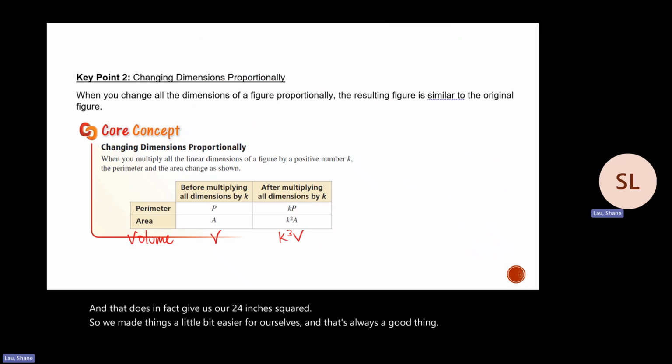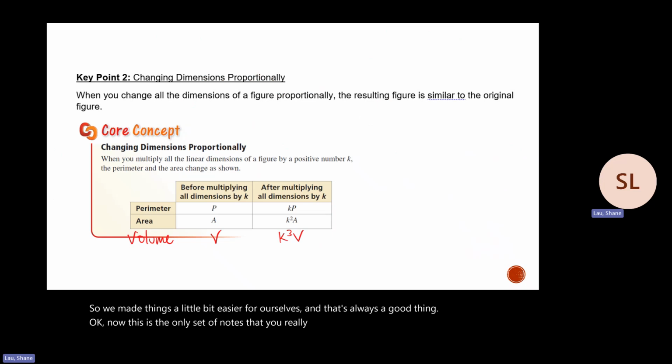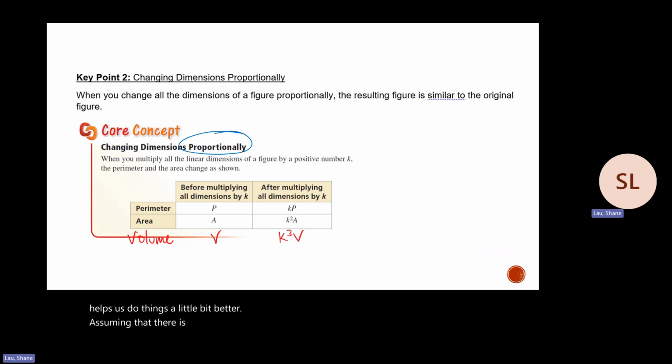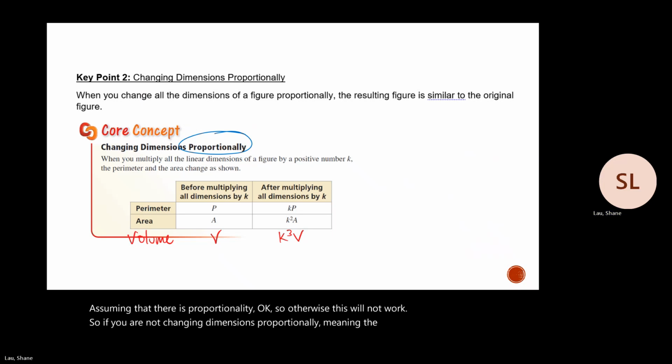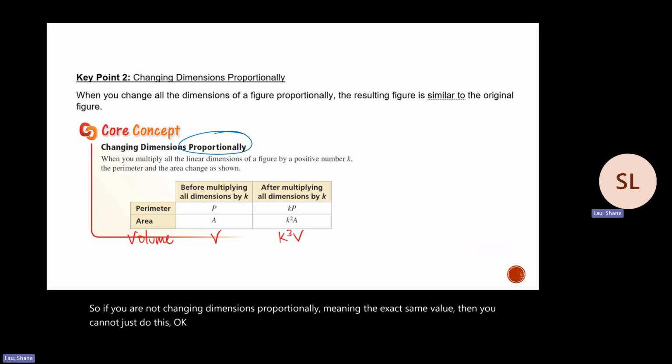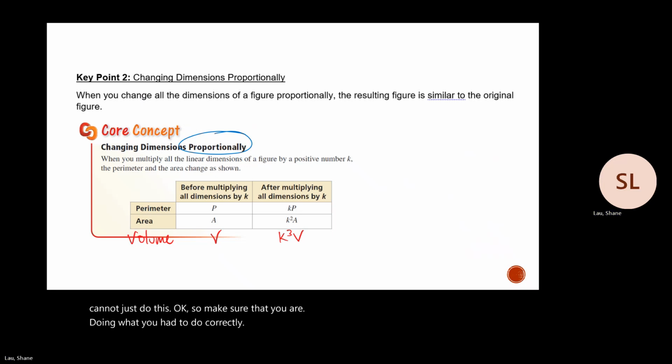Now, this is the only set of notes that you really need to take for this slide. It just basically helps us do things a little bit better, assuming that there is proportionality. Okay, so otherwise this will not work. So if you are not changing dimensions proportionally, meaning the exact same value, then you cannot just do this. Okay, so make sure that you are doing what you got to do correctly.